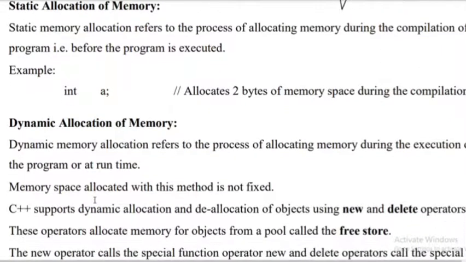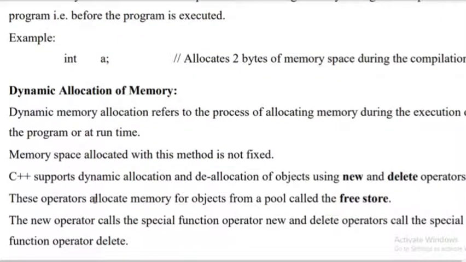Dynamic memory allocation refers to the process of allocating memory during the execution of a program. Static is before the execution of the program, but dynamic is during the execution of the program, that is at the time of runtime. When the program is running, at that time we can allocate some memory space dynamically for variables. So this is regarding dynamic allocation, which is done at runtime.